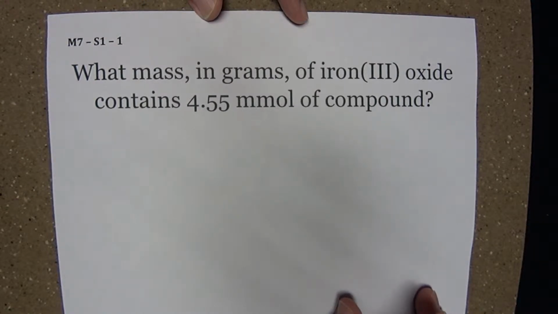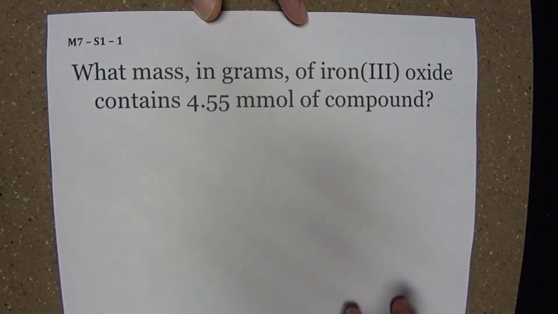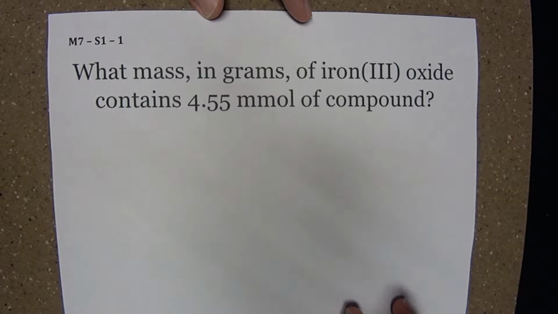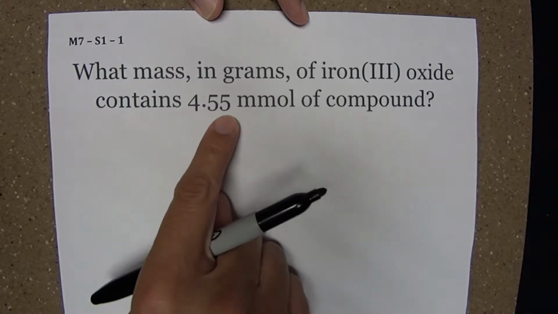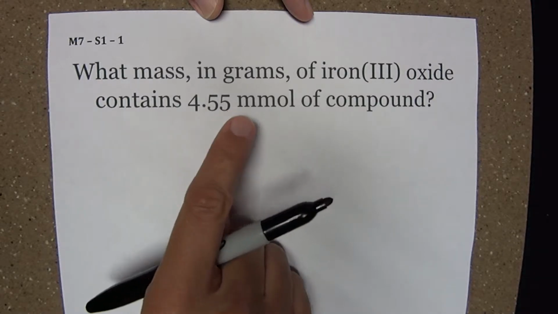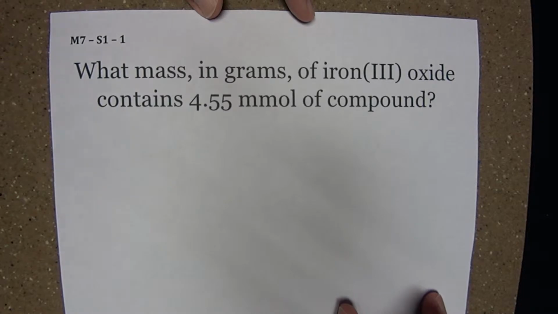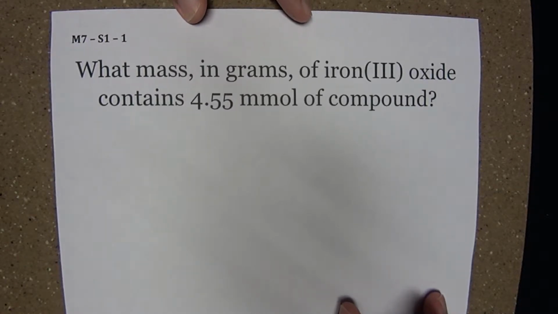All right, let's talk through the algorithm we'll use here. Knowing the name, we'll come up with the chemical formula. From that formula, we can determine the molar mass for the compound. We'll then take what we were given in millimoles and convert to moles. Then we'll use that molar mass to convert from moles to mass. Our factor label system will tell us when to multiply and when to divide.